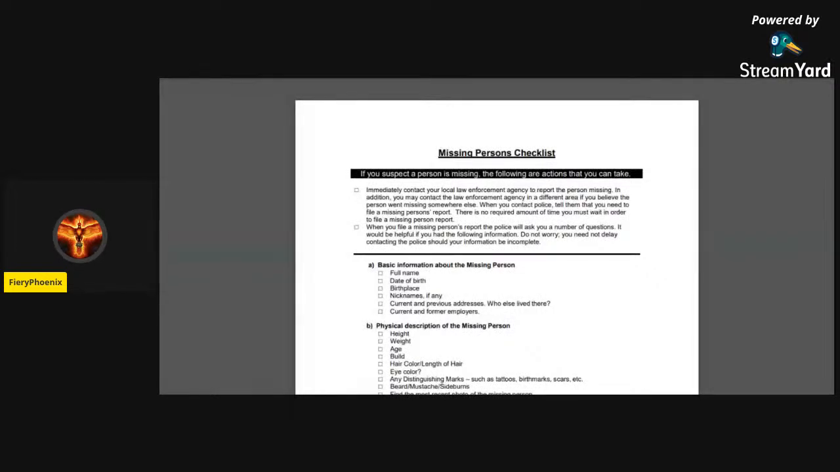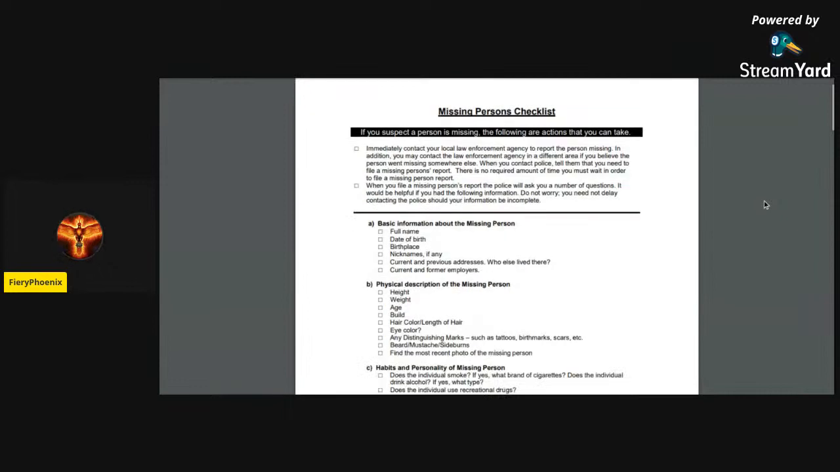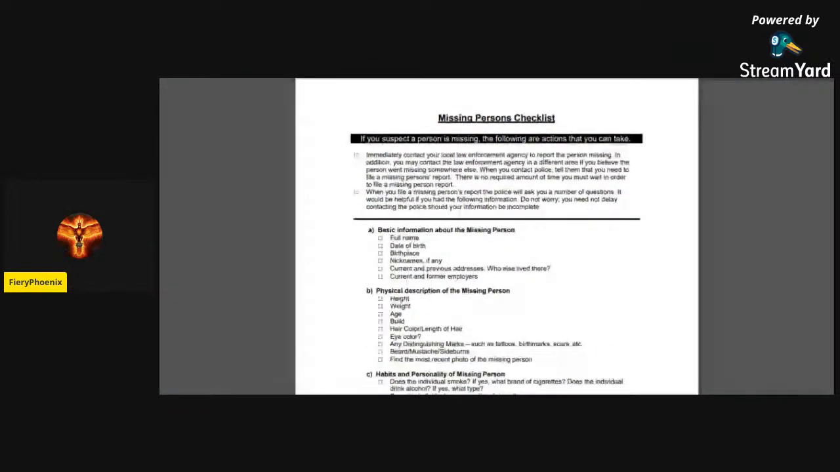Okay, I'm gonna go through the basic information of the missing person. The full name, that's a must. I think date of birth, which would give her the age, pretty much. Birthplace, I can see that would be good. Nicknames, if any. To me, that would be good.